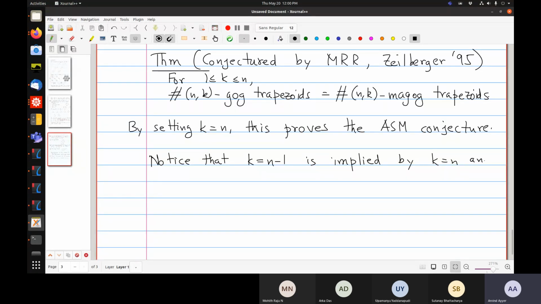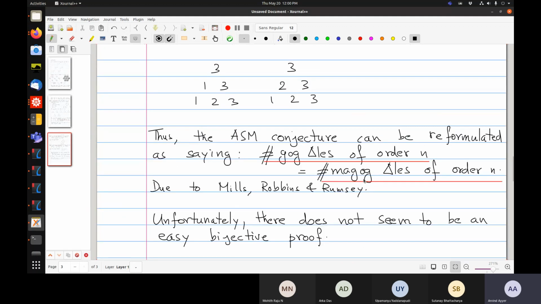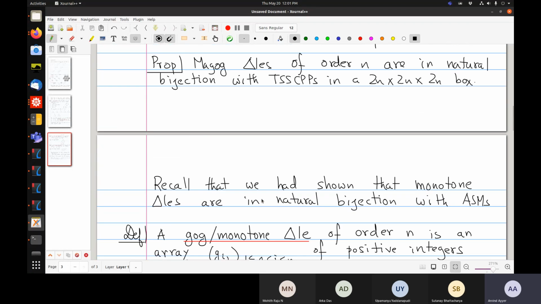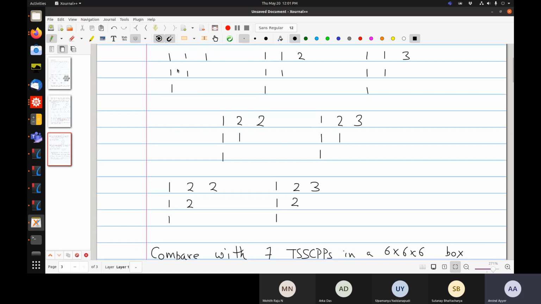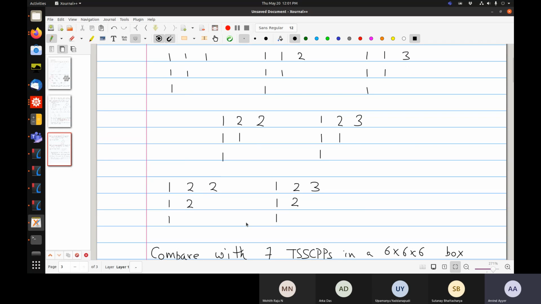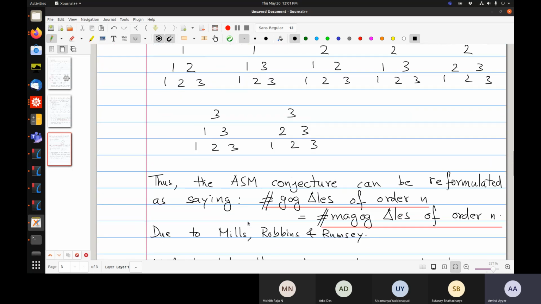And it is also enumerated by n. So going back to this example, if I just chop off the 3 over here, I'll get the 3-2 gog trapezoids, and deleting the 1 at the bottom row, I'll get the number of 3-2 magog trapezoids to be also the same.